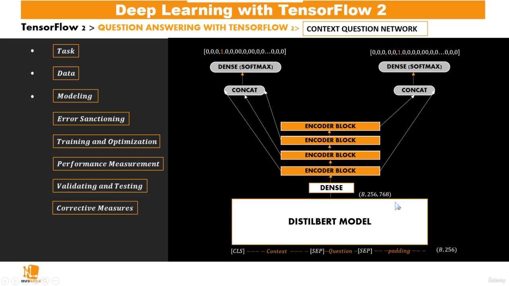Now once we get this, given that our encoder blocks right here may not always have the same model size as the distilled BERT model, we could include a dense layer such that the number of output neurons of this dense layer is equal to the model size of the encoder blocks right here. In the case where we want to maintain this model size, we will not need this dense layer.